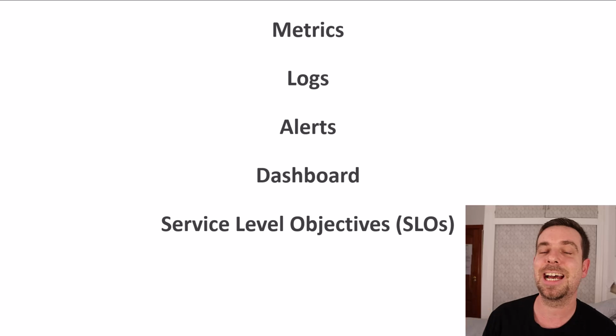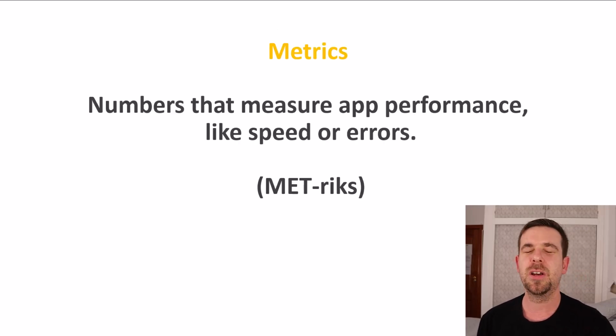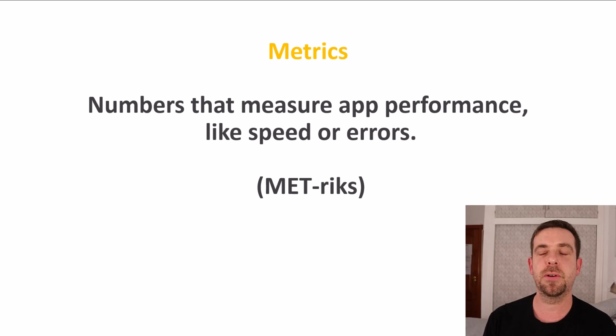In this lesson, I want to start with a short list of vocabulary. And again, I think you probably know the vocabulary, but the pronunciation is the main thing. So let's look at metrics, logs, alerts, dashboard, service level objectives, SLOs. Metrics are numbers that measure app performance, like speed or errors.